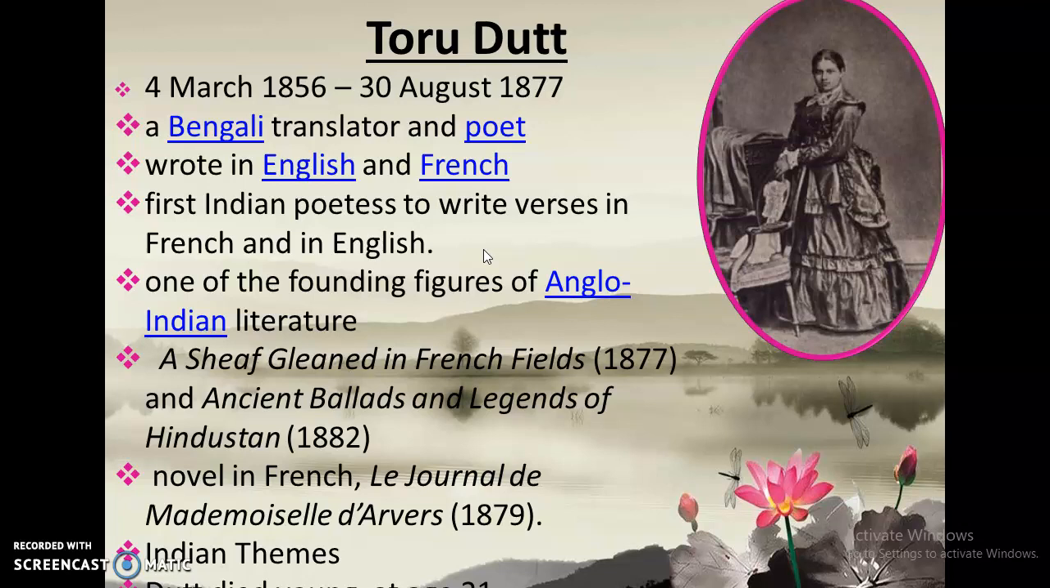Toru Dutt was born on 4 March 1856 and died on 30 August 1877. She was a Bengali translator and poet. She wrote in English and French languages. The most important thing to note about her is that she is the first Indian poetess to write verses in English and French. She is one of the founding figures of Anglo-Indian literature.